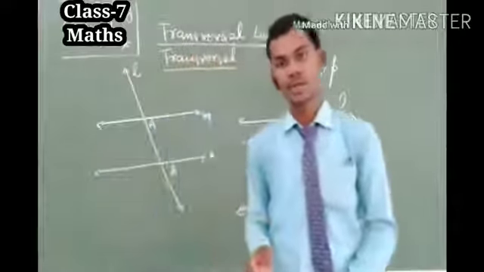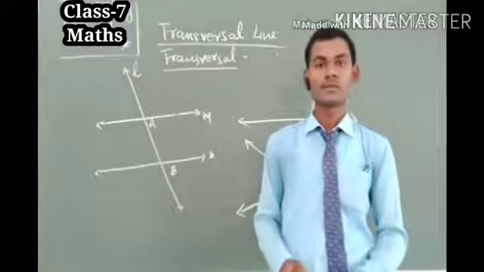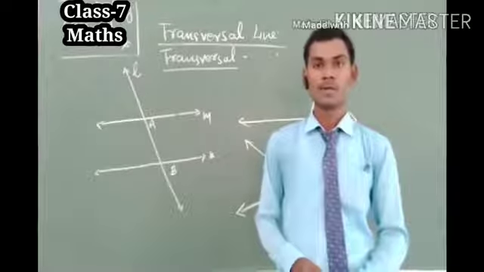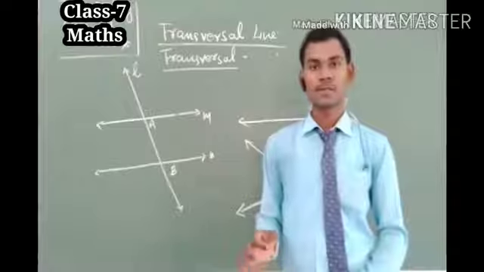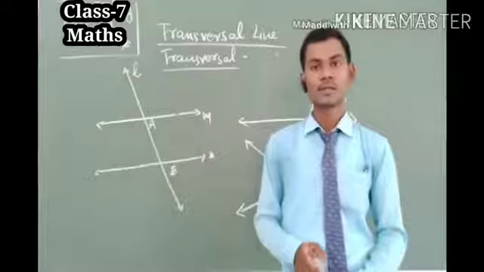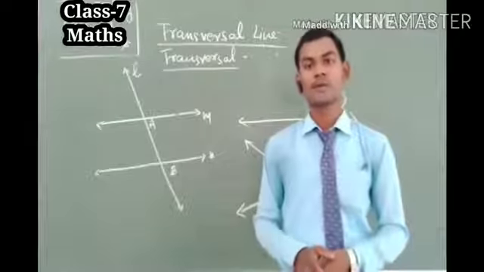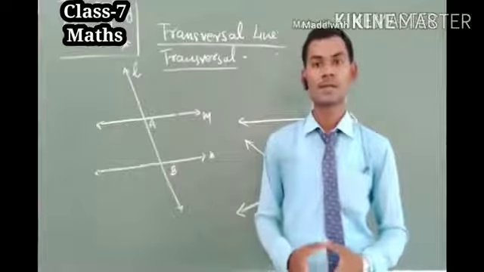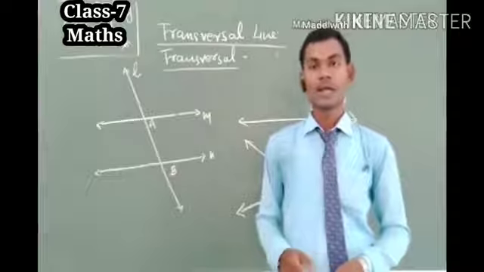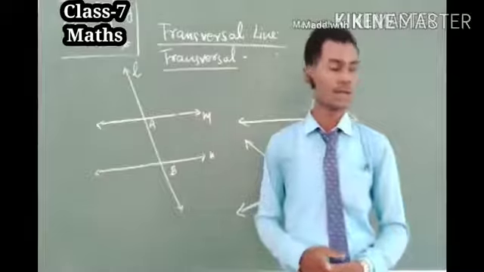So those lines are said to be transversal lines which intersect two or more lines at different points. If the intersection point becomes the same for any two lines, then it will not remain a transversal line. So I hope the definition of the transversal line is clear to all. Now let us see the angles formed by a transversal line.